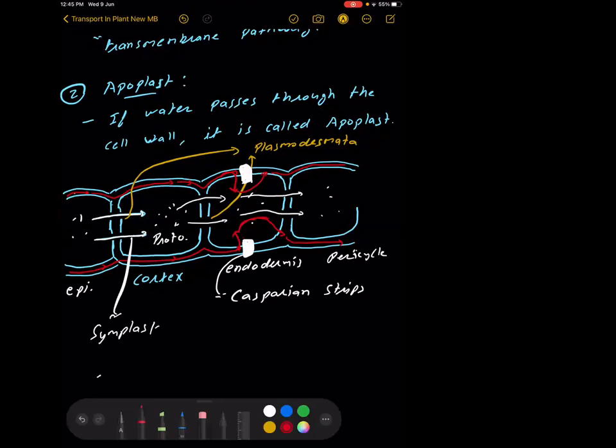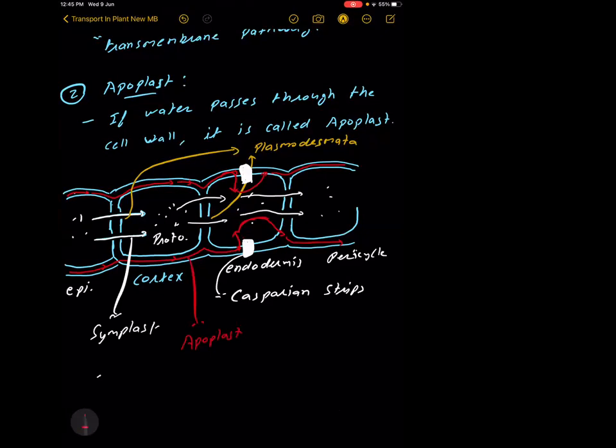And the red one is apoplast. In short, symplast is through the living material, apoplast through the non-living material. In other words, symplast through protoplasm, apoplast through cell wall. But it is not possible in the endodermis because Casparian strips are present. They do not allow further passage of this water.